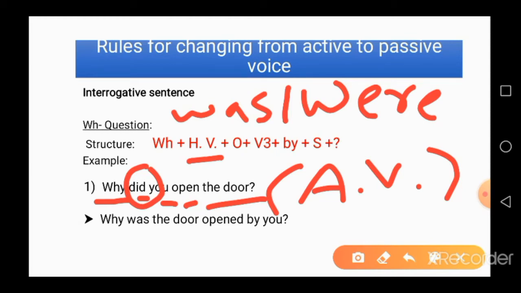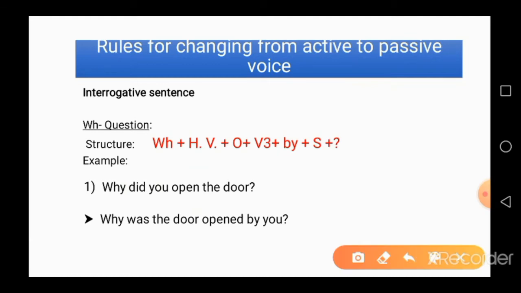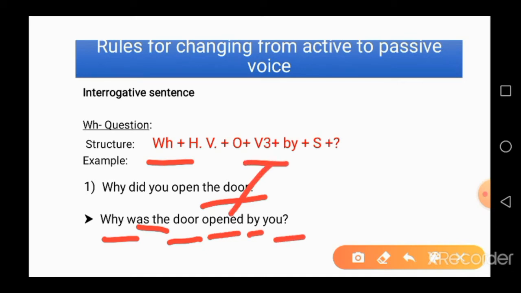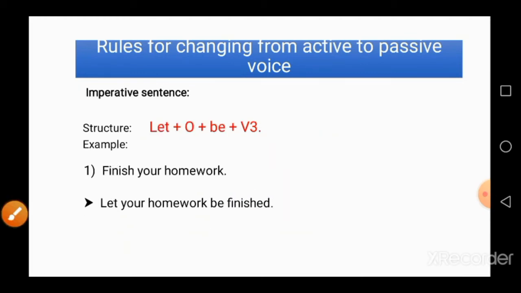So, while making passive voice, here we take a WH word first. The WH word is why, then we take a helping verb. The helping verb is was. We use helping verb here according to the object in the sentence. The object is the door and the door is singular. So, we have used a word was. So, your sentence is like, why was the door, and then V3, the third form is open, then by, and then subject. The subject is you.